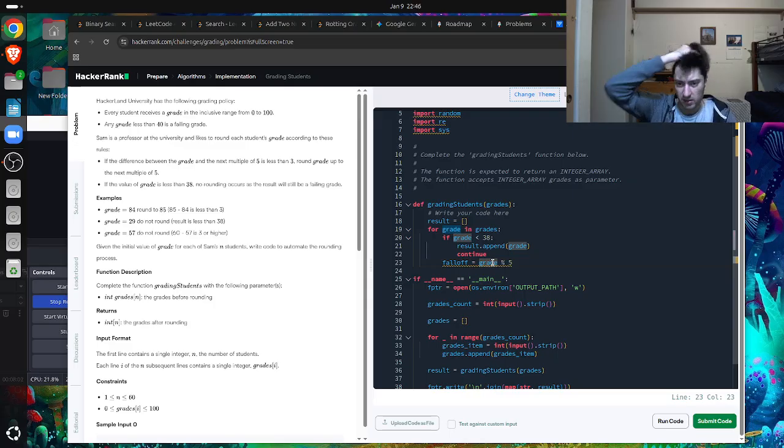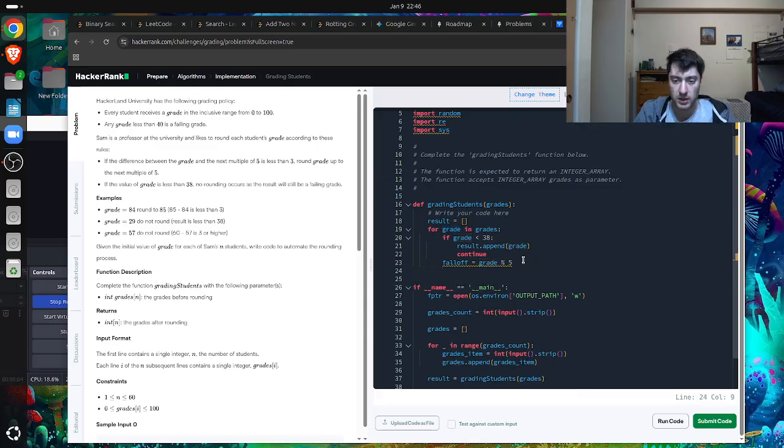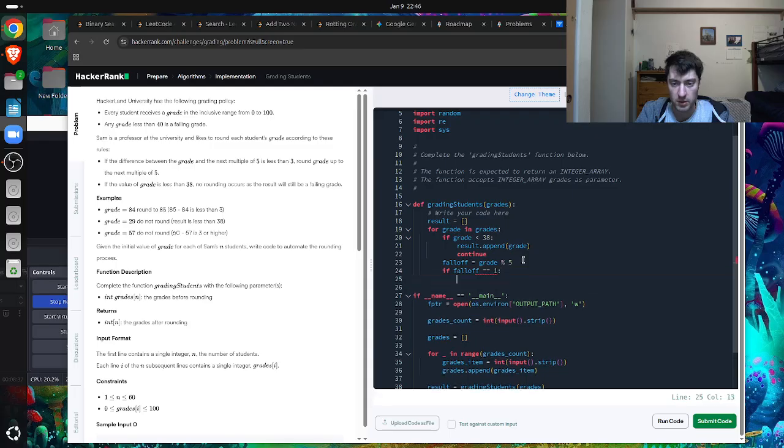Now, obviously, I can think of a solution like this, but I'm trying to think of a more elegant solution. Like, if fall off is equal to, what do they want? If the difference between the grade and the next multiple is less than 3, round up. Okay. Is equal to, let's just say is equal to 1, right?